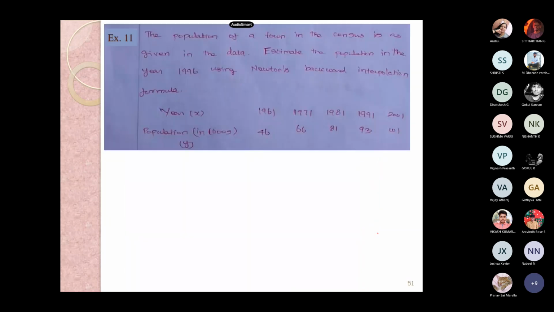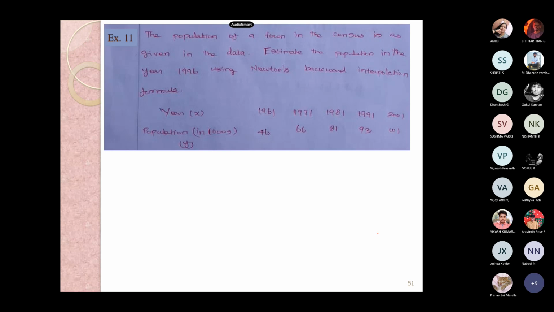So what we need to do is check with the given data. During 1961, the population was 46,000, in 1971 it was 66,000, and during 1981 it was 81,000. Comparing with 1991 and 2001, 93 and 101, the result should be between 93 and 101. The result seems foul in the given data set. This is the data which is required for the government to implement various new things.